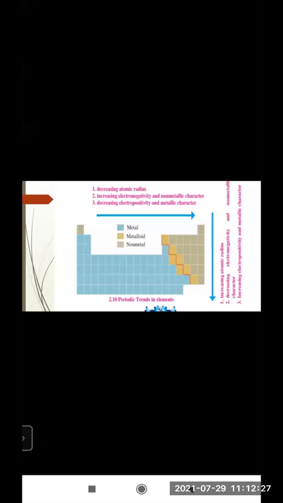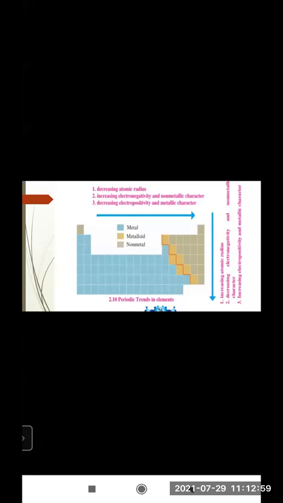And as we come down in a group, what happens? See, it increases atomic radius. If you understand the chart, the whole concept of metallic and non-metallic character will be easy for you. Then second point, decreasing electronegativity and non-metallic character. It is just opposite in the groups compared to the periods. And third, increasing electropositivity and metallic character. Just see what the characters are for the periods, and what they are for the groups.